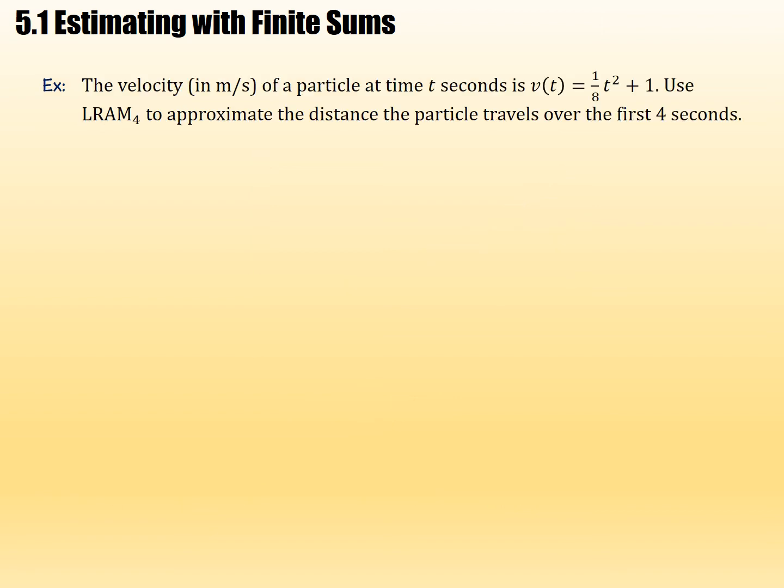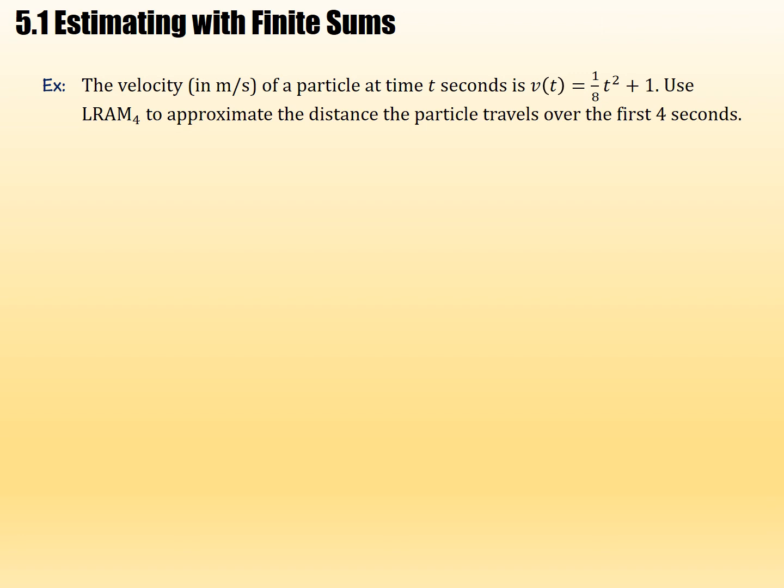This time I'm going to give you a function, same kind of algebra 1 parabola, 1/8 t squared plus 1, but I'm going to attach units to it. I'm going to say that the velocity in meters per second is represented by this function v, and I want you to use LRAM sub 4, or LRAM 4, to approximate the distance the particle travels over the first 4 seconds. So note this is the first time I've used that subscript.